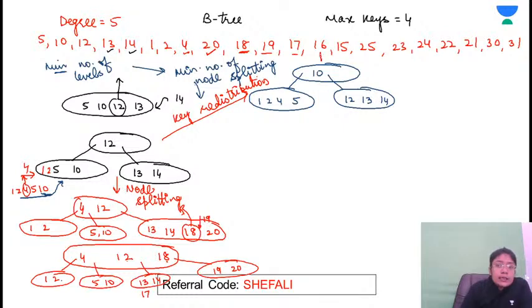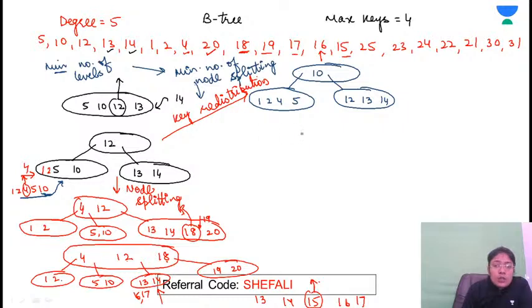Next is 16. 16 is coming up. So 16 will be added where? 16 is less than 18, so 16 will be added here. कोई problem नहीं है. Next is 15. 15 needs to be added here. When you'll take 15, this comes out to be 13, 14, 15, 16, 17. That's a case of overflow, so 15 will go up.